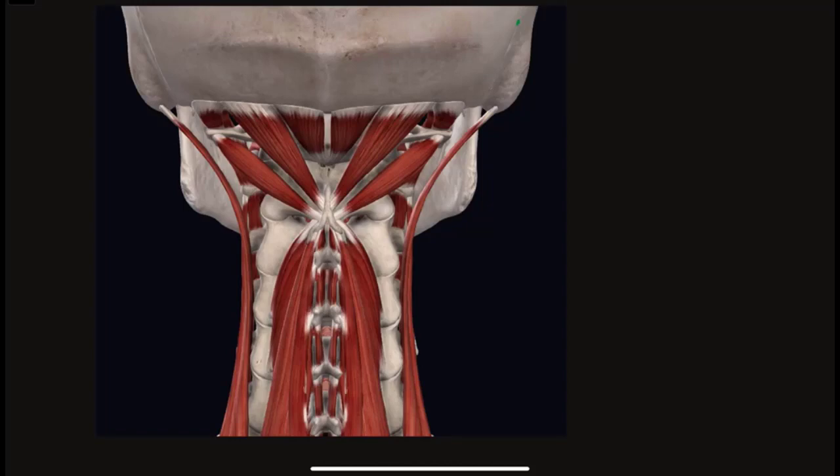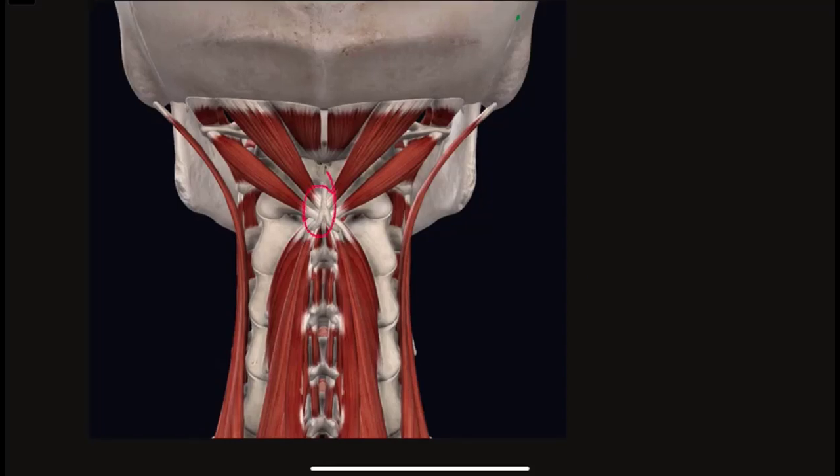Probably one of the most important landmarks that you're going to see when you're looking at the suboccipital triangle is this guy right here. This is the spinous process of the C2 vertebra. So that little spinous process serves as a very nice attachment site for a lot of muscles that are coming and going from this thing.